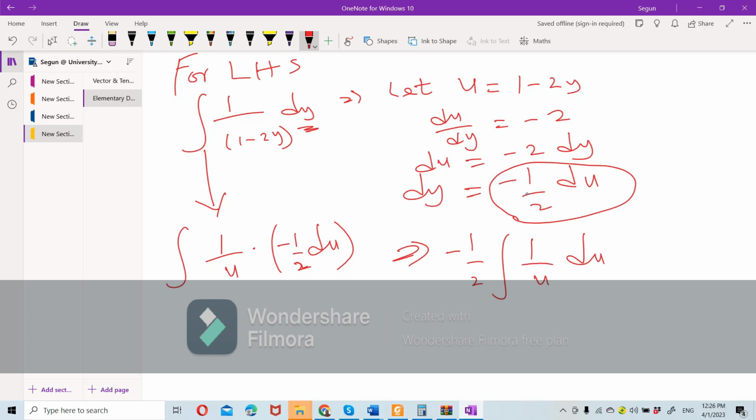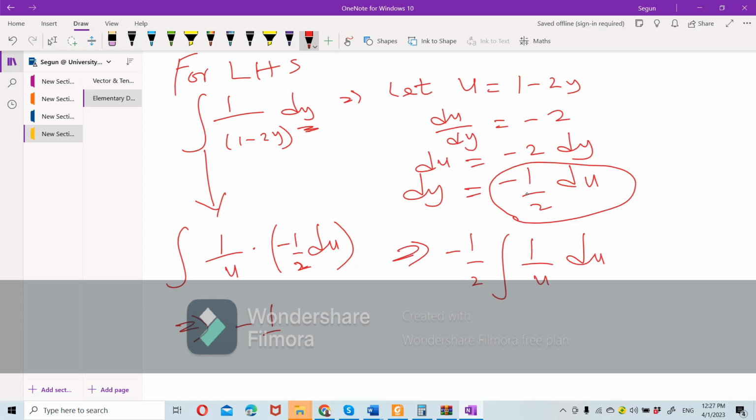Yes, sir. What's the question? Sir, how do you put this format, sir? Which one are you trying to ask? The implies. The -1/2, the integral of 1/u du. Do you understand where it came from now? Yes, sir. Okay, thank you.